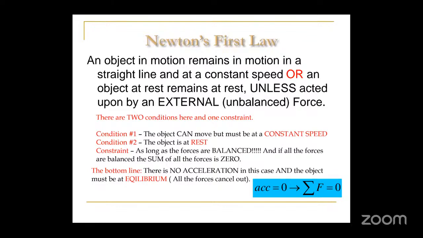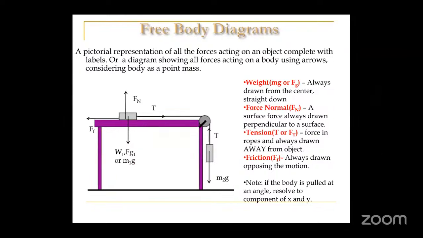The forces acting on an object are balanced. So the sum of the forces acting horizontally on an object is equal to 0, and the sum of the forces acting on an object vertically is equal to 0.